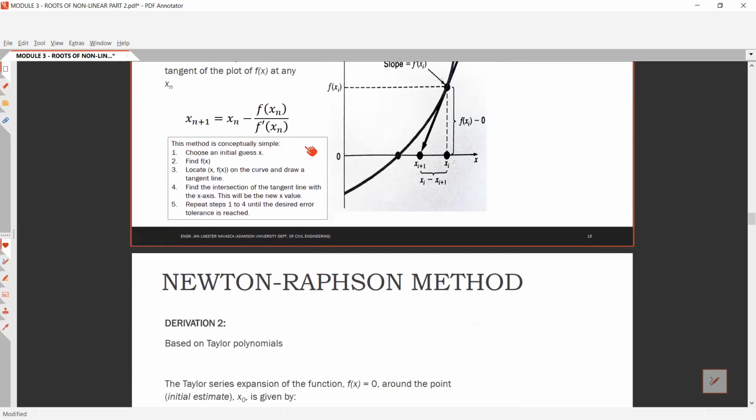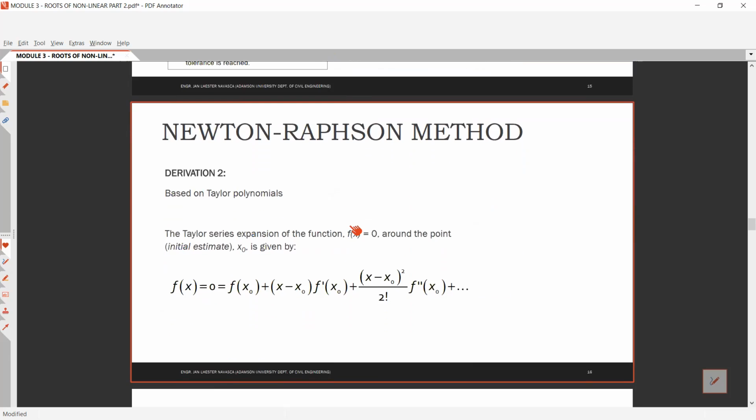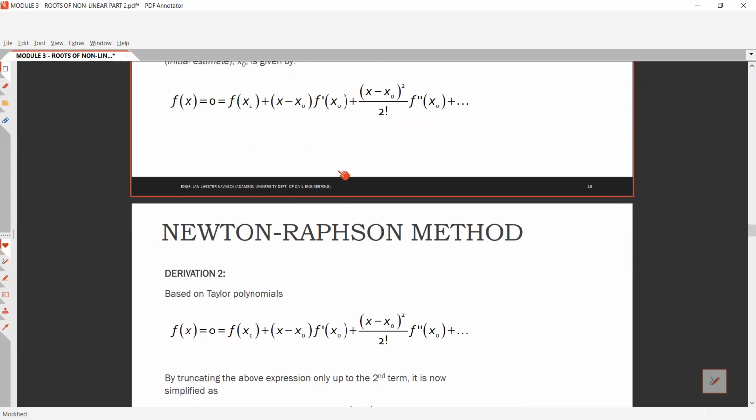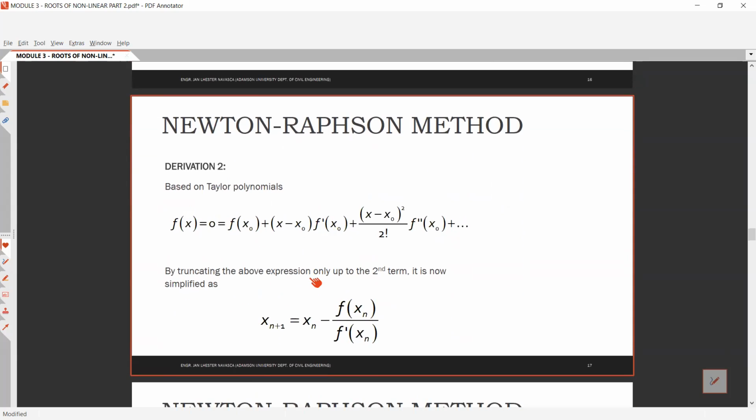Sige, let's see. So another derivation is from the Taylor series expansion. Okay, the Taylor series expansion. Initial estimate of x sub 0 is given by this equation. Okay, and by truncating the above equation into only two terms, it is now simplified as x sub n plus 1 is equals to x sub n minus f of x sub n over f prime of x sub n.